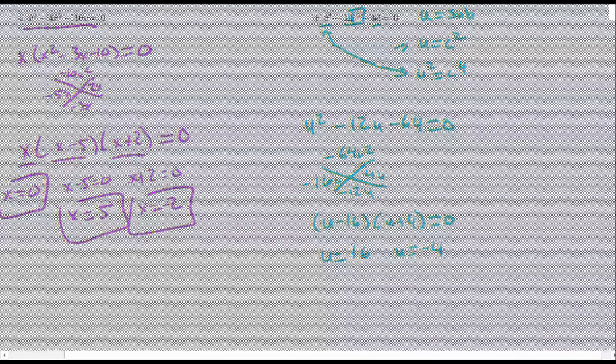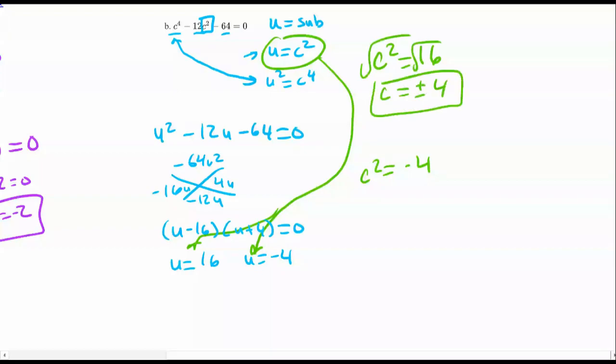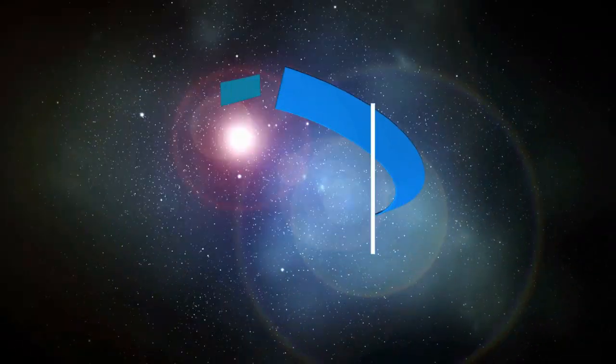Now, I'm not done yet because I have to finish the u substitution idea, where u is equal to c squared. So I'm going to say c squared is equal to 16, and c squared is equal to negative 4. So I square root both sides here, and I get c equals plus or minus 4. Then I take the square root here. The square root of a negative number is going to give me plus or minus 2i, because I cannot have the square root of a negative number. So my four solutions here are positive 4, negative 4, positive 2i, and negative 2i.